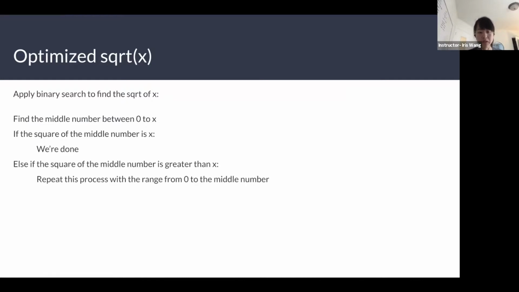the range 0 to the middle number. And in the case where the square of the middle number is less than x, then we'll repeat this process with the range from the middle number to x.